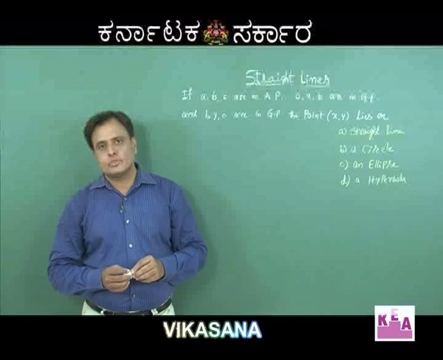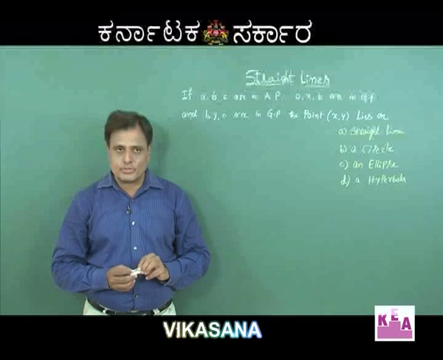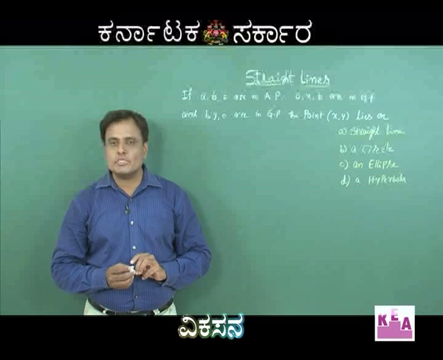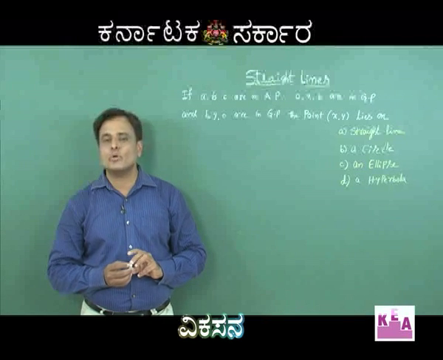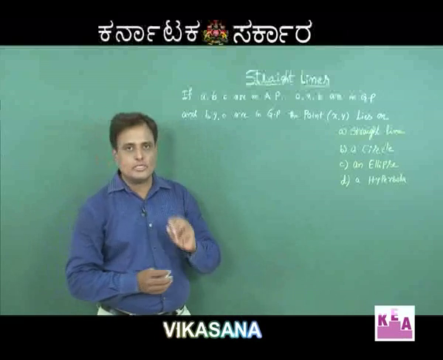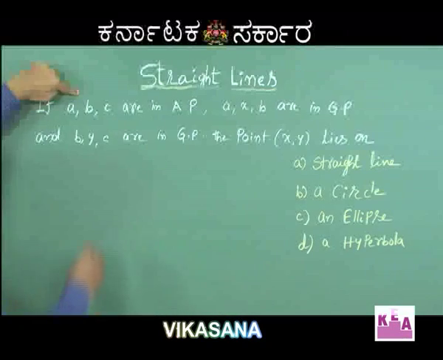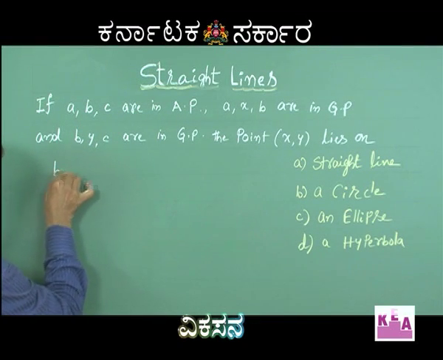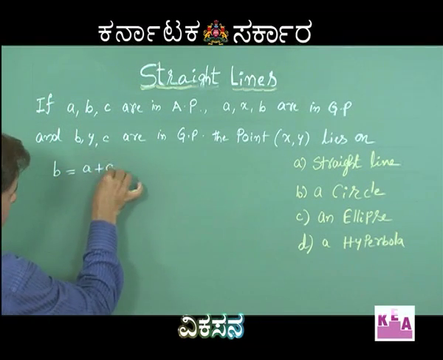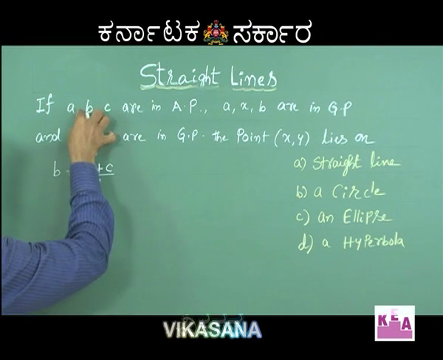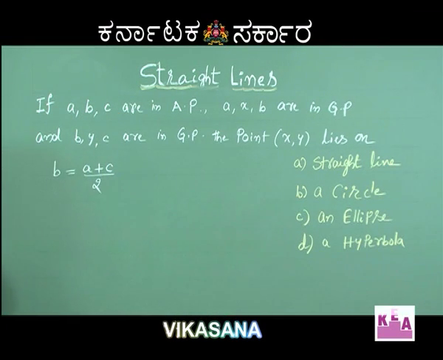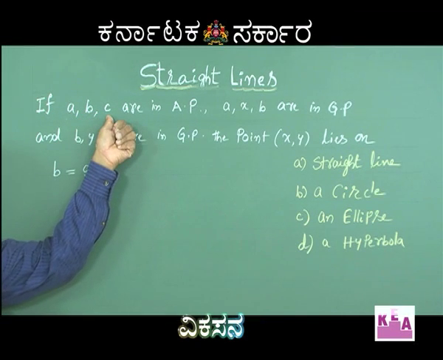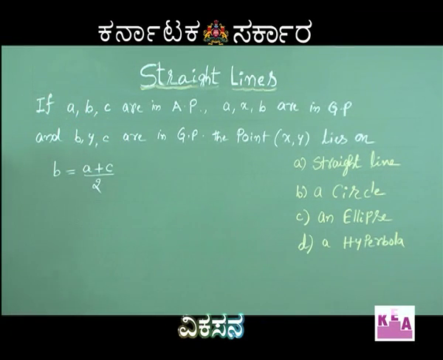Arithmetic mean between two numbers is the average of the extremes. Geometric mean between the extremes is the square root of the product of the extremes. That means in the first given data, A, B, C are in AP, therefore B is equal to (A plus C) by 2. Tell me why? Because B is the arithmetic mean between A and C, which is equal to the average of the extremes, that is (A plus C) by 2.